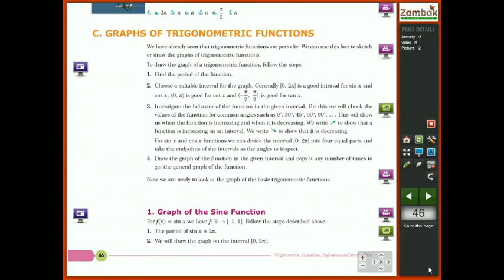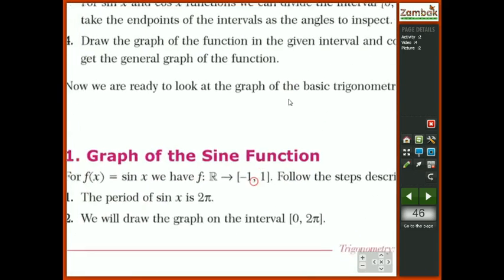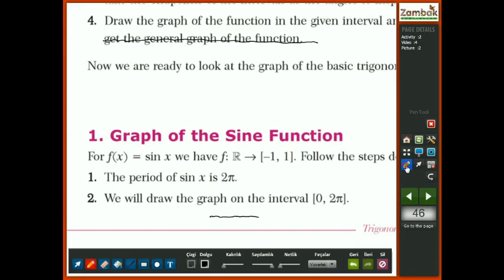Okay, now the next topic is the sine function, the graph of the sine function. Okay, the sine function is the function where on the right side we will have just sine x. That function is called the sine function.